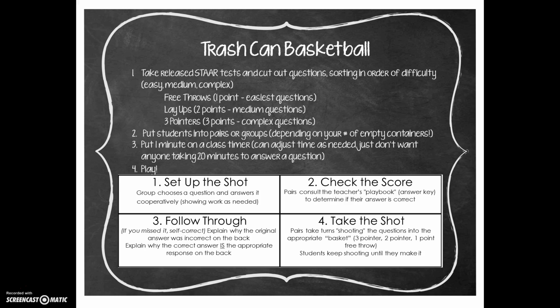Explain to the group why the original answer was incorrect and write the explanation on the back of the question. If you got it right, explain to the group why the original answer is correct and write that on the back of the question. Finally, take the shot. One person from the group wads the question up into a ball and shoots it into the basket. They get 2 attempts to make it in. No score after 2 attempts, no score for the group. The teacher records their score on the board, and when you play again, the next person in the group gets to try to shoot.